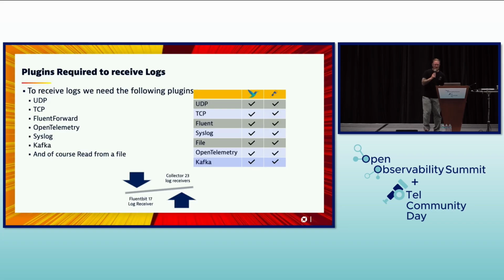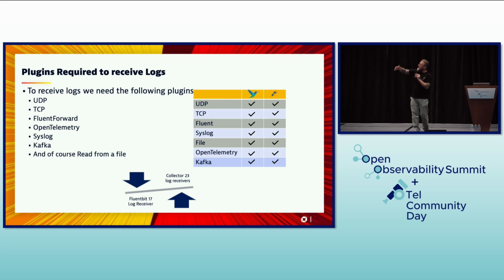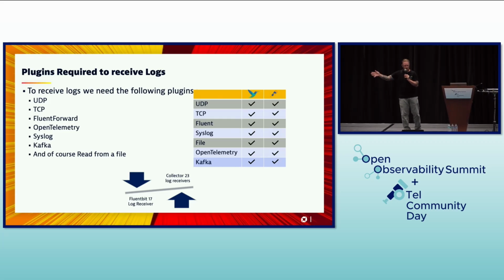All right. So what do you expect when you deal with logs? You need to be able to receive the most common protocols, meaning UDP, TCP, syslogs, Fluent Forward, which is a protocol from Fluent Bit, OpenTelemetry Collector logs, of course. You will have, of course, potentially Kafka involved. And of course, naturally, you're going to read from a file, no surprises. And both agents have the right support.